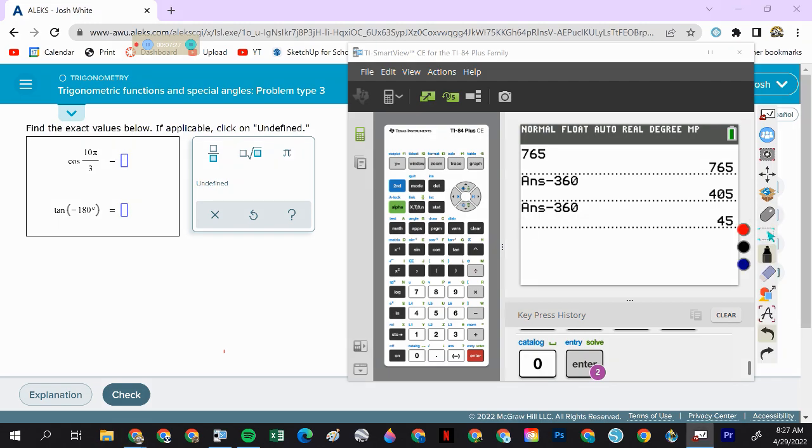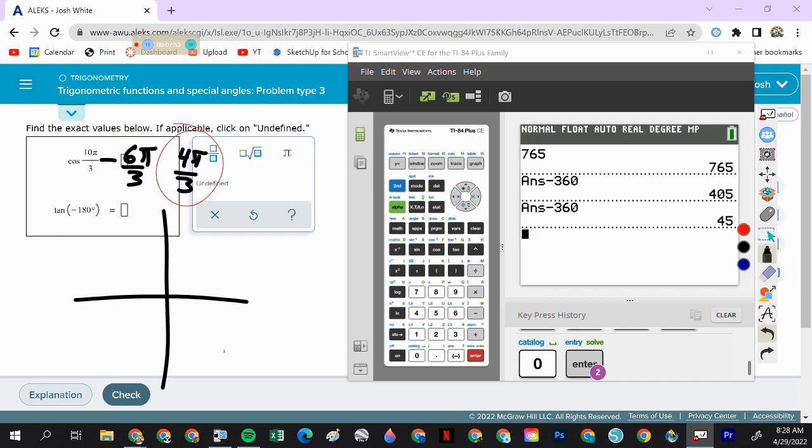So 10 pi over 3 is too big to fit on the unit circle. So I need to subtract 2 pi. But what version of 2 pi do I want to use? The version that's divided by 3. So we're going to subtract 6 pi over 3. 10 pi over 3 minus 6 pi over 3 is 4 pi over 3. That is on the unit circle. It's right here in quadrant 3.